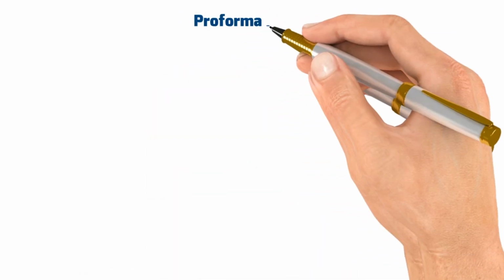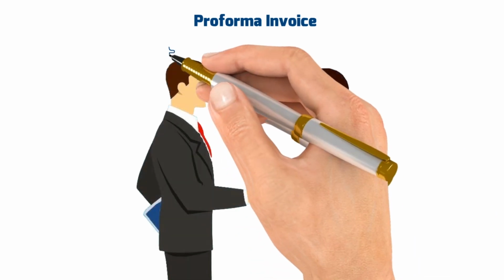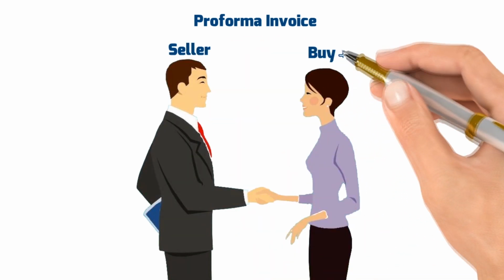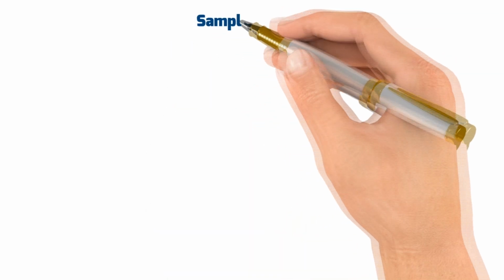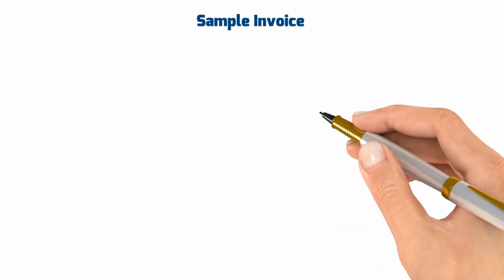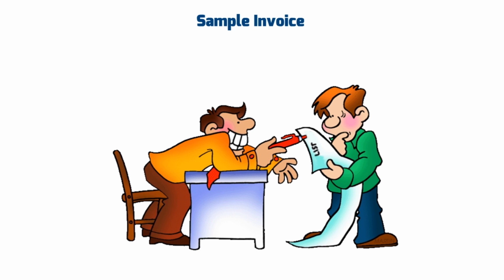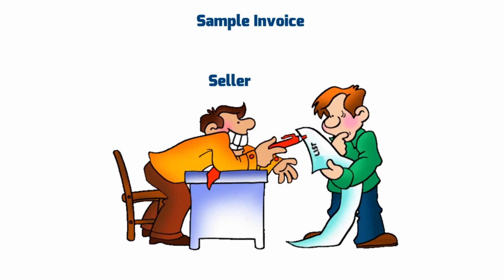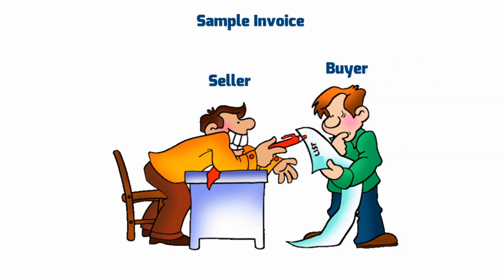Pro forma invoice. A pro forma invoice is a document that states a commitment on the part of the seller to deliver the products or services as notified to the buyer for a specific price. Next is sample invoice. The sample invoice is just a small invoice. It is when the seller sends the buyer a list for the purpose of issuing an import declaration.